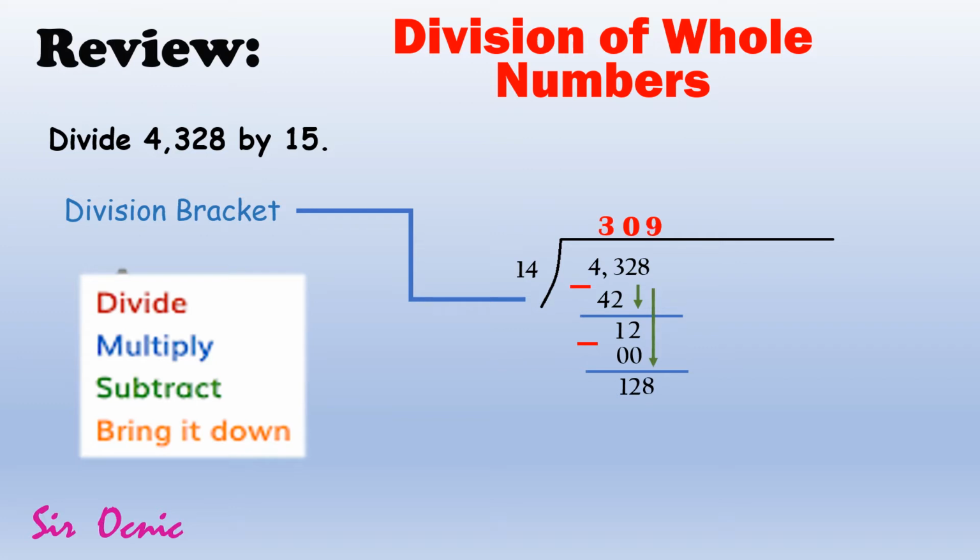128 divided by 14 is equal to 9. 9 times 14 is equal to 126. 128 minus 126 is equal to 2. Therefore, we have the remainder 2.